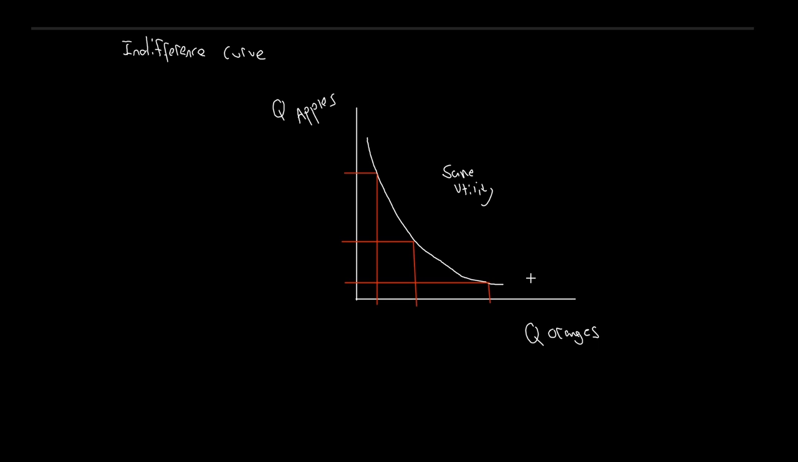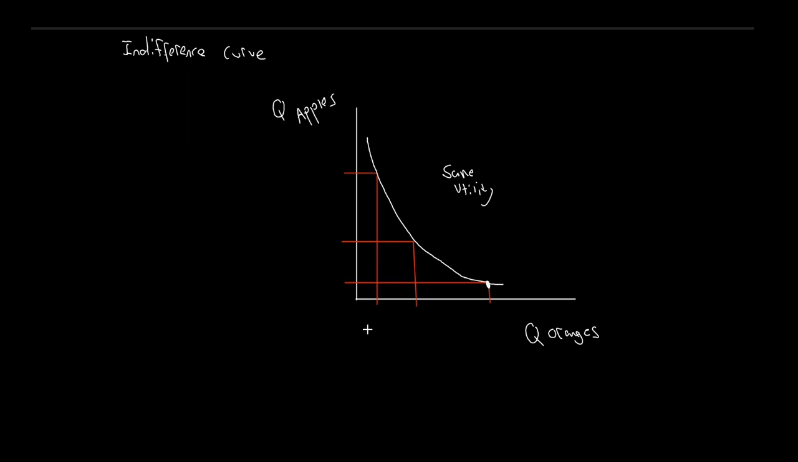In this case, if all of these give me the same utility, the same joy, I am indifferent between any consumption bundle along this indifference curve. They all make me just as happy. It makes me just as happy to eat all of these oranges and just a tiny bit of apples, or all of these apples and only a tiny bit of oranges. They all give me the same level of happiness.